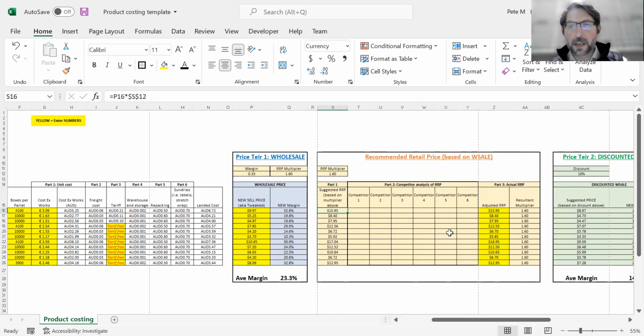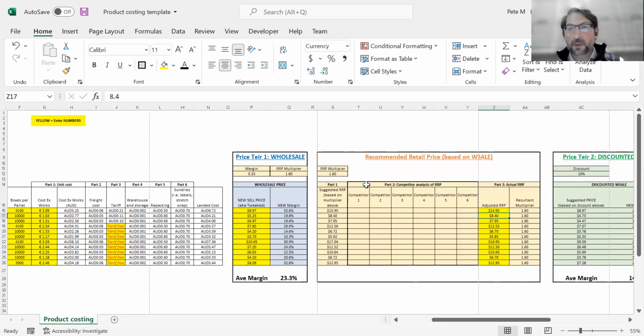Maybe $15.95 is a little bit too expensive compared to our other competitors, so we might want to wind that down. And that's really what we then do in part three. Anything in yellow is numbers where we can edit. So in case we might actually go, well, $15.95 is perhaps on the high side, maybe it should be more like $14.95, and then that becomes our baseline.